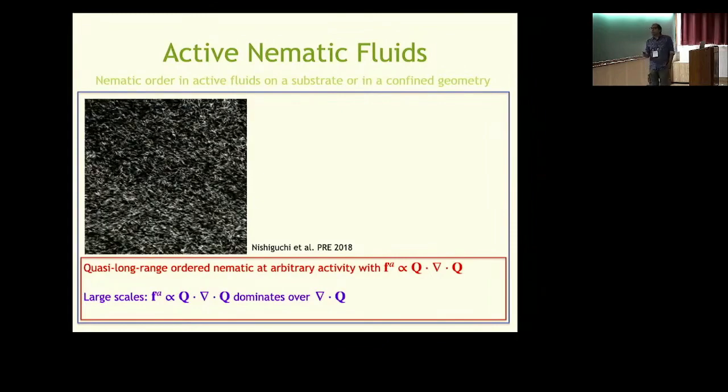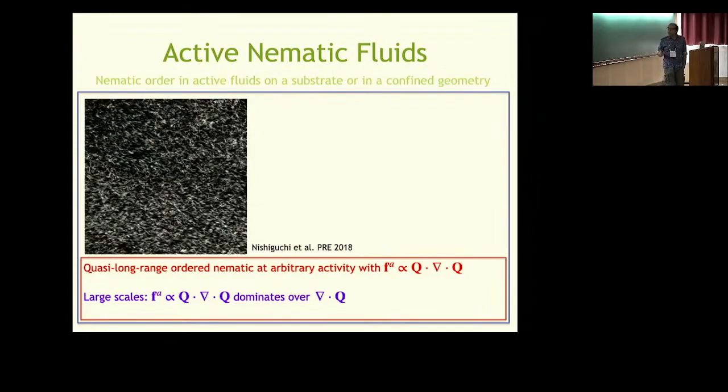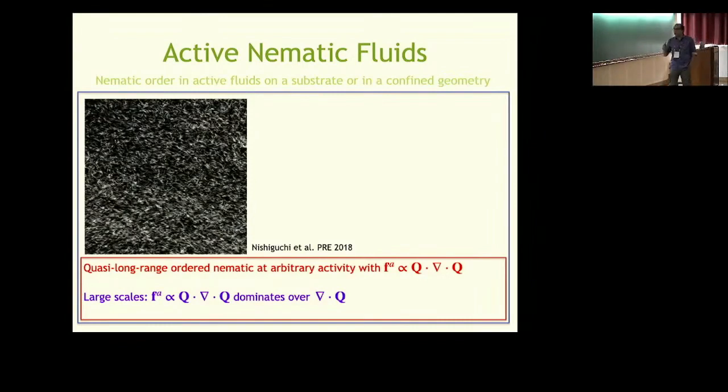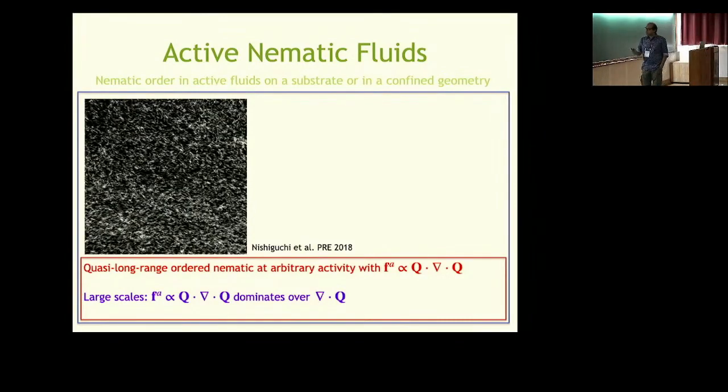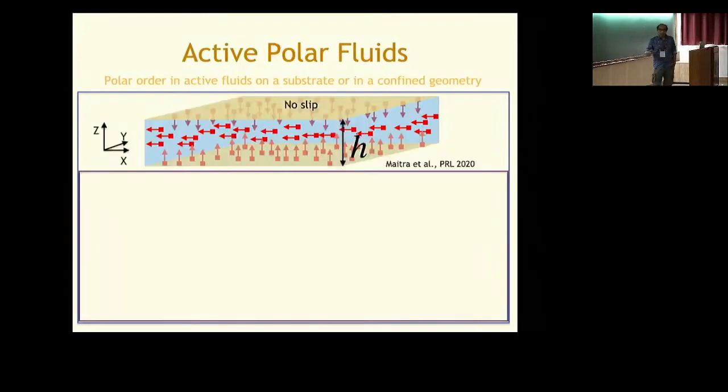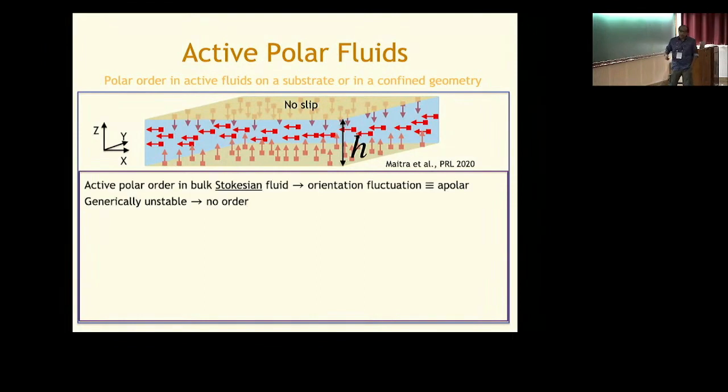Okay, so that completes what I wanted to say about the apolar nematic ordering. Now let's consider polar ordering on a substrate. So I'm still considering momentum non-conserved systems, but now polar.